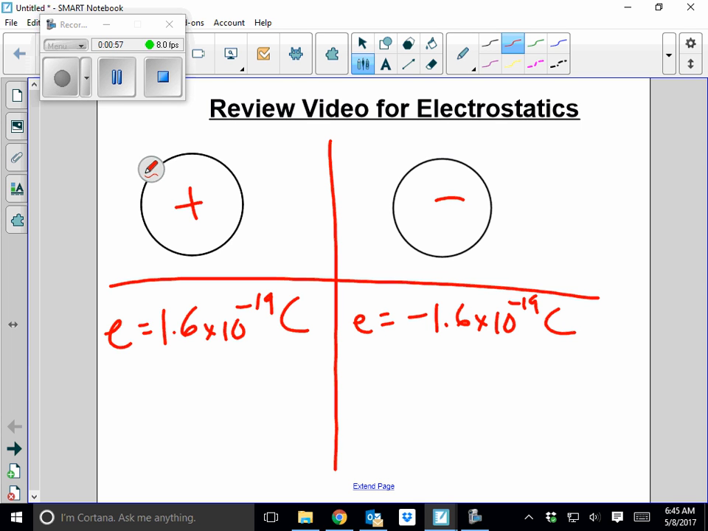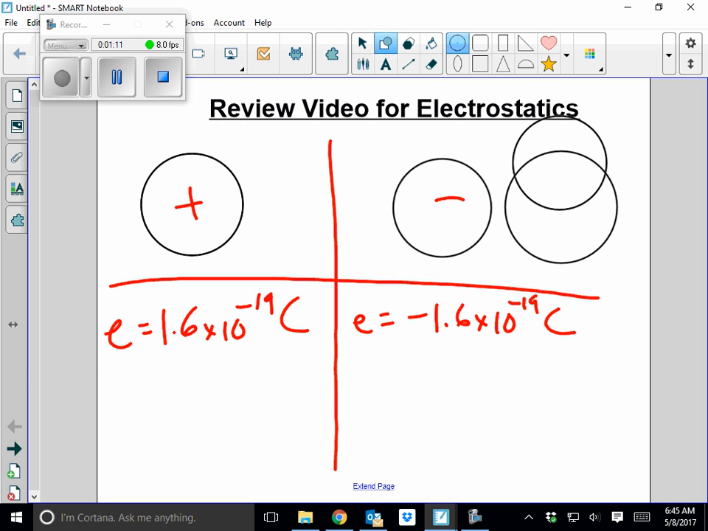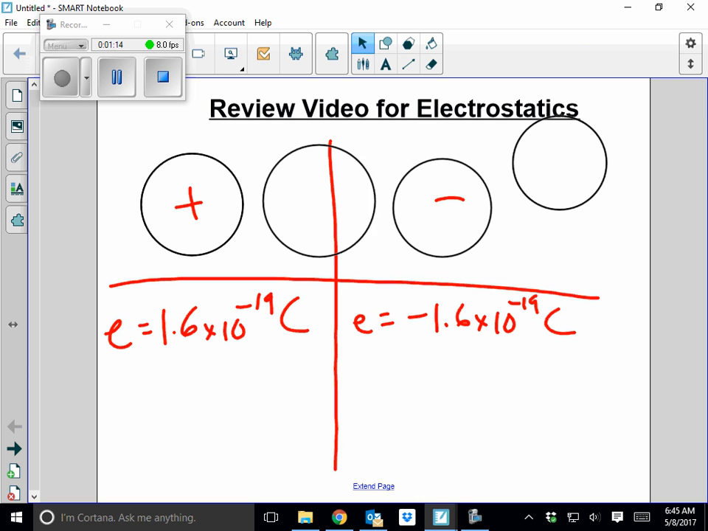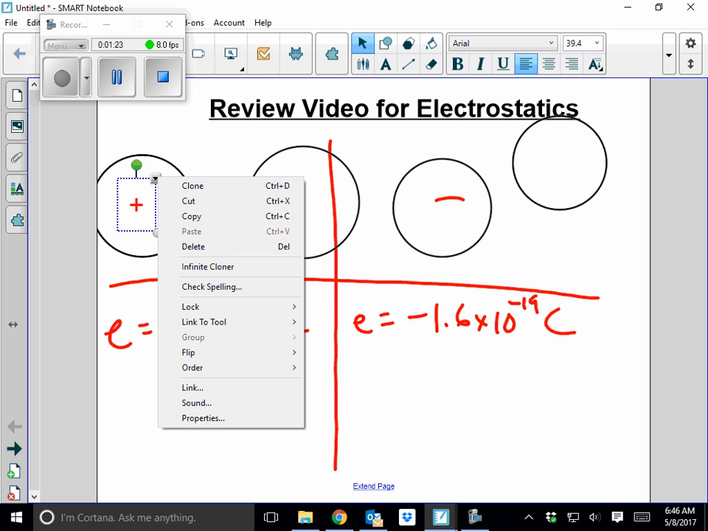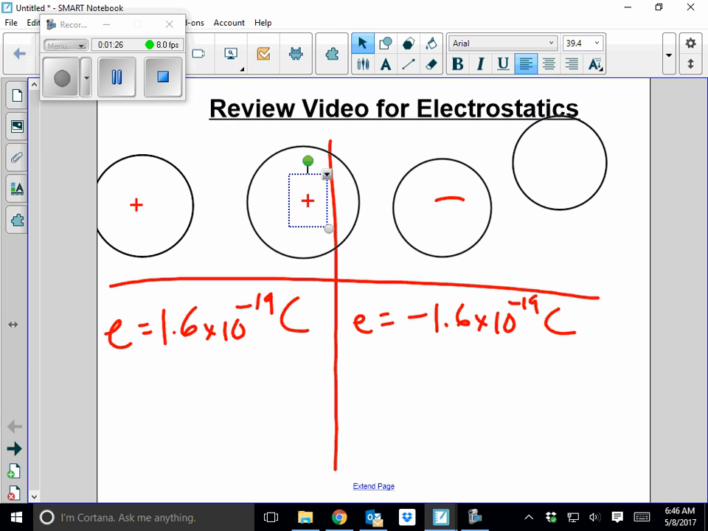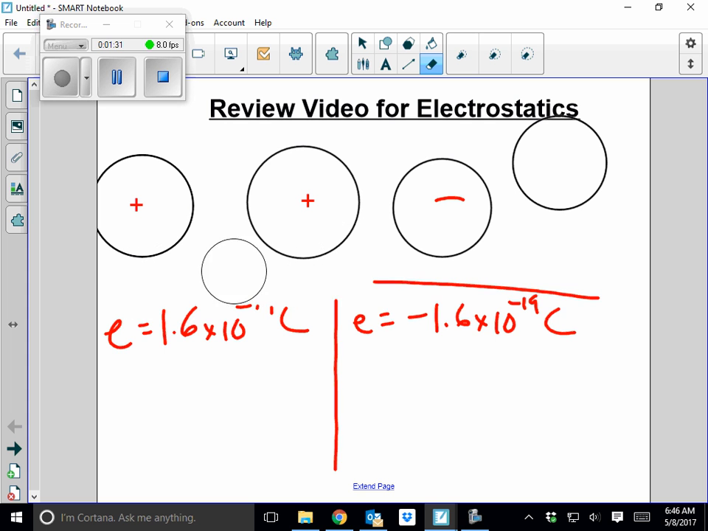Now, hopefully you remember that opposites attract and like charges repel, which means negatives don't like negatives and positives don't like positives, because around each of these charges are electric fields. And these electric fields do various things. The electric field comes out of positive charges, and with negative charges, the electric field lines go into the charge.